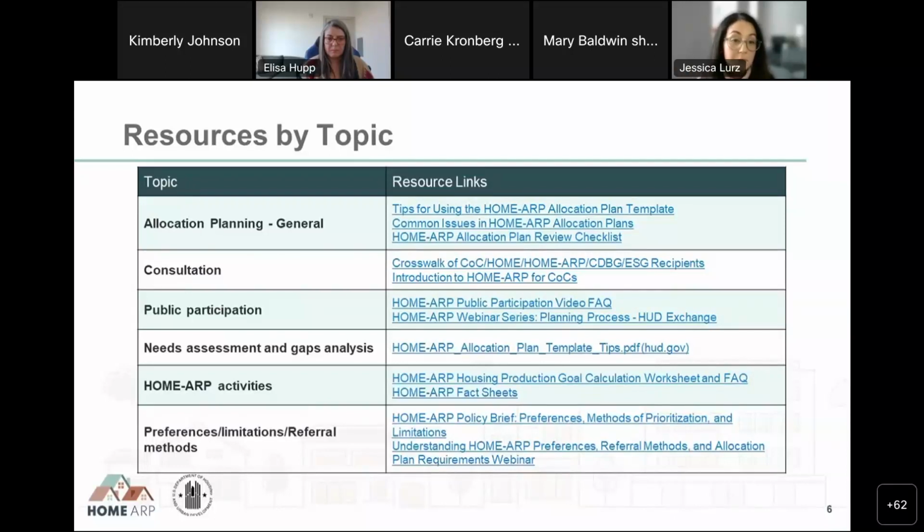And lastly, we have resources by topic. So there's some general allocation planning topics, tips on using the allocation plan template, and any common issues that are related to allocation plans that have been submitted thus far. There's also the allocation plan review checklist. This is a great resource. This is what the HUD team is using when they're looking at your allocation plans to ensure that you have everything that's required. And then there are some specific things on consultation, public participation, needs assessments and gaps analysis, the various activities and preferences, limitations, and referral methods. And we'll make sure to put these links in the chat as we go, since you're not able to click on them on this page.